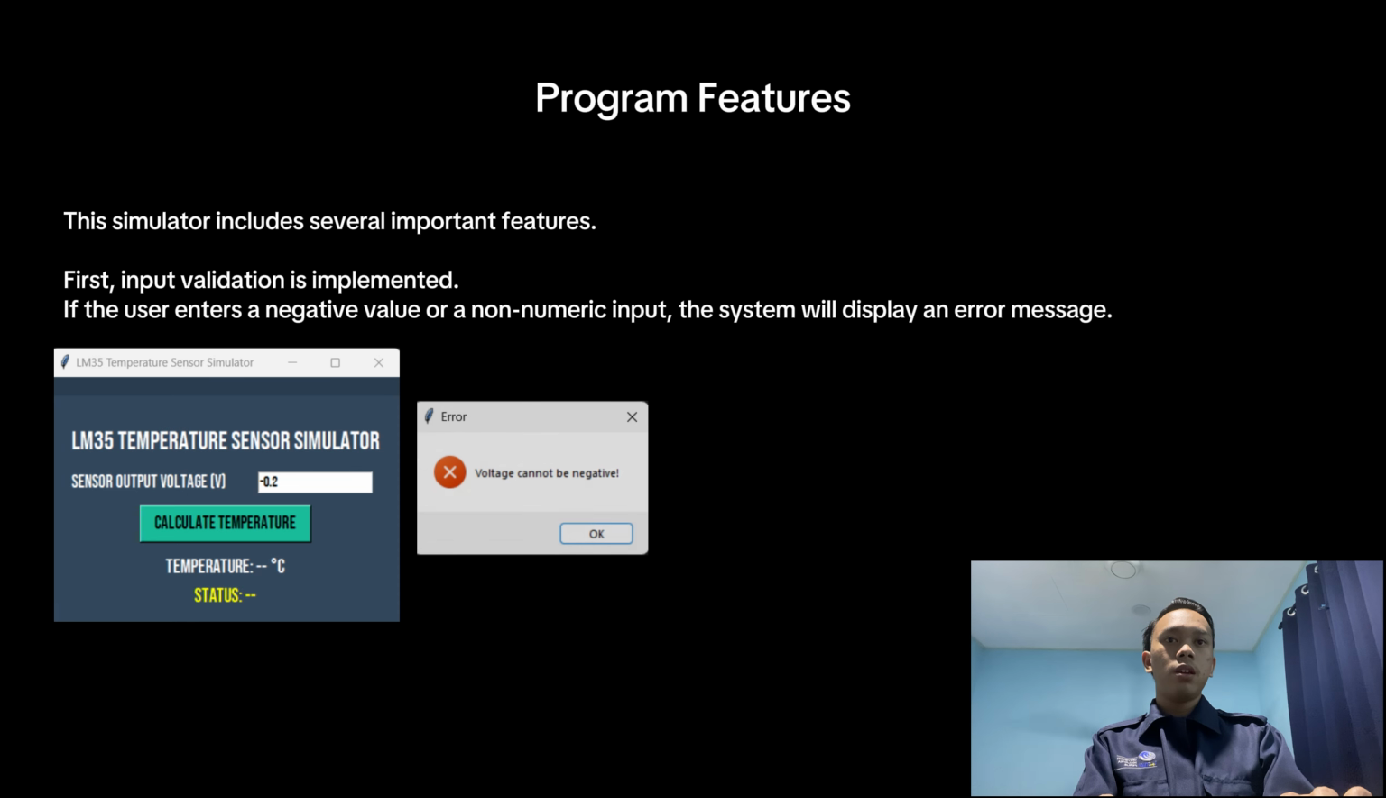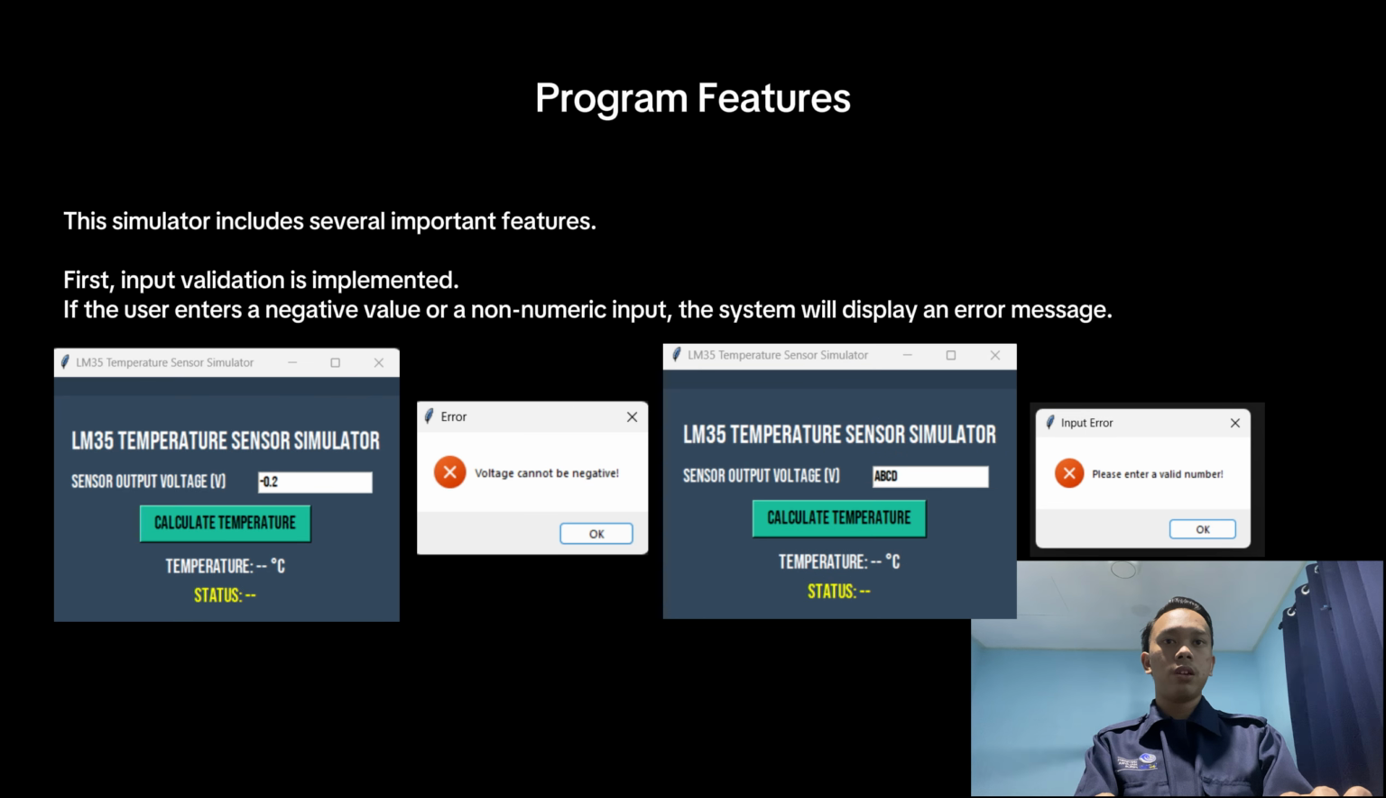Program features. This simulator includes several important features. First, input validation is implemented. If the user enters a negative value or a non-numeric input, the system will display an error message.